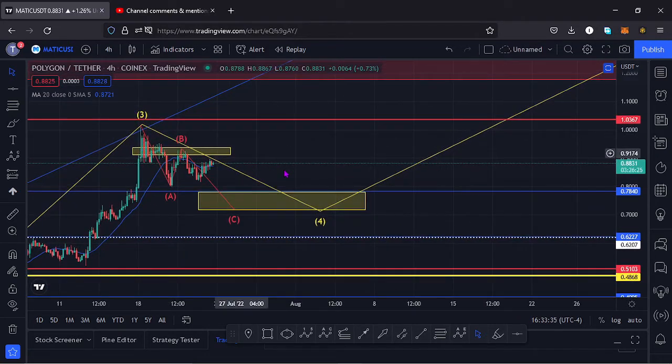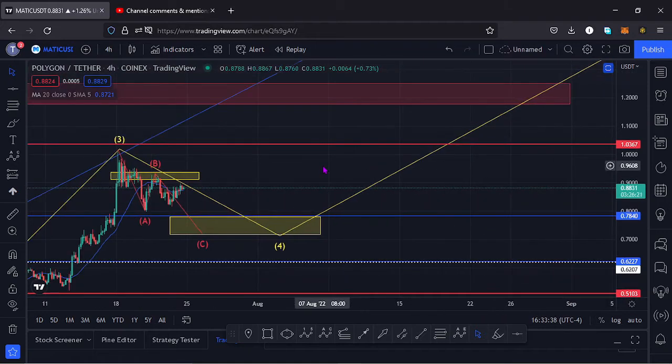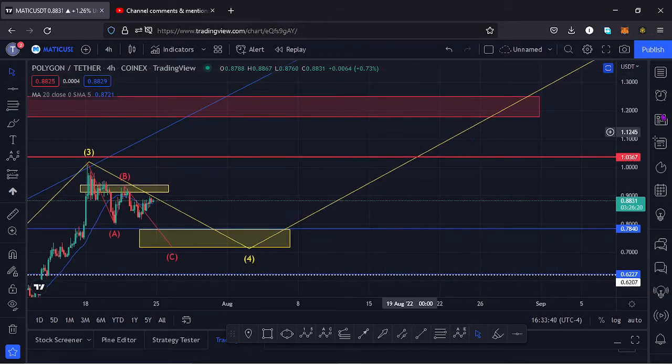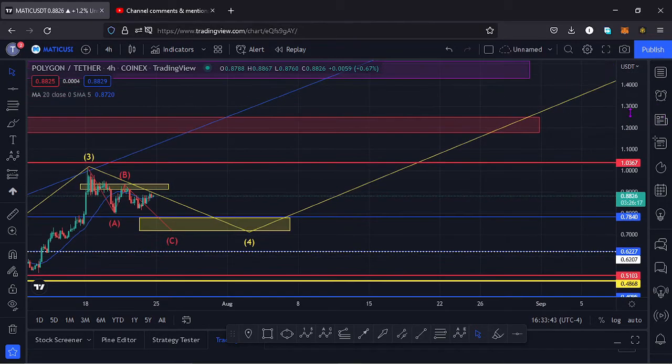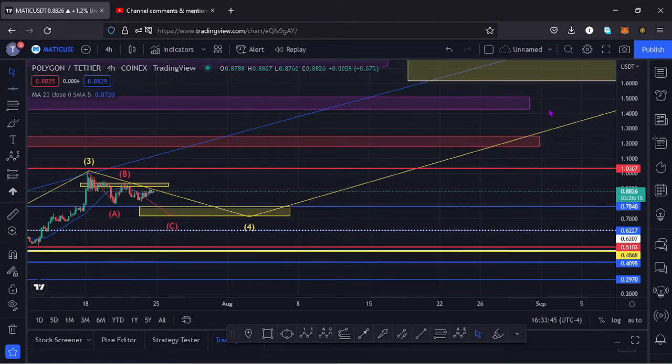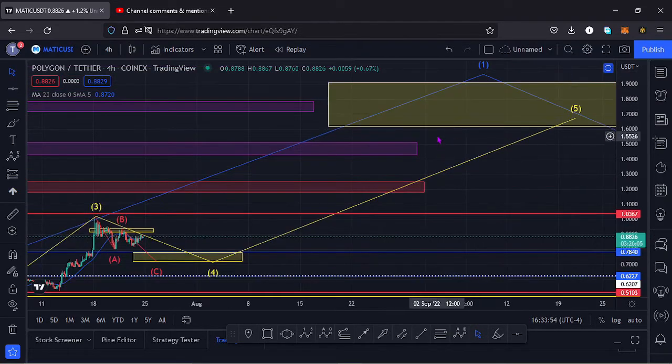the low for that wave 4, and then we can start a nice move to the upper side in this wave 5, so that we can complete that wave 1 to the upper side by going to the area at around the $1.618 mark and the $1.92 mark.